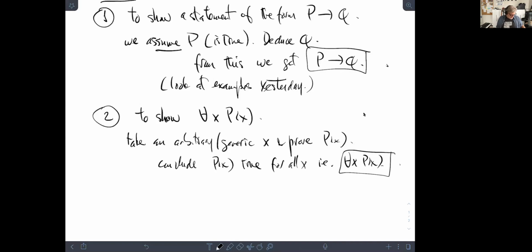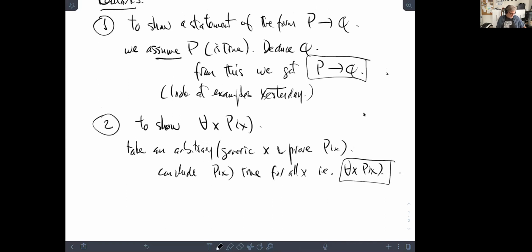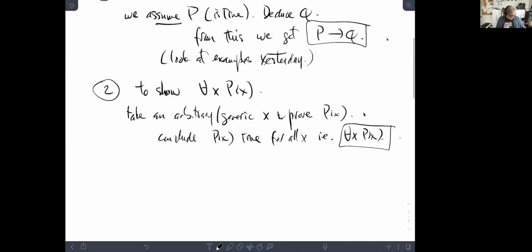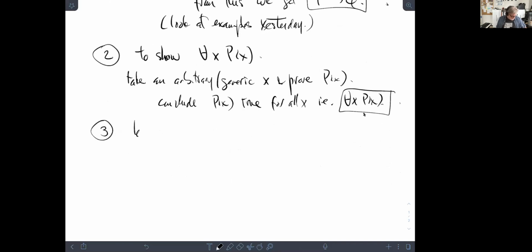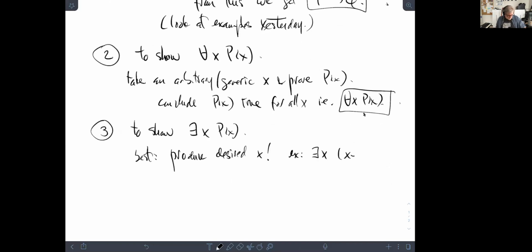Third comment I want to make, because you might be curious at this point. You say, okay, so now we have this for all x P of x. What about there exists an x P of x? I'll talk about that a little later today in more detail with examples. If you want to show something like that, the best way is you give the x. So the best you can do is actually produce the desired x. For example, in a very silly example, let's say you want to prove there exists an x such that x plus 5 equals 2. How do you prove that? You say, well, take x equals 2 minus 5.